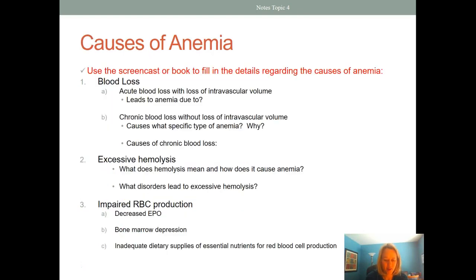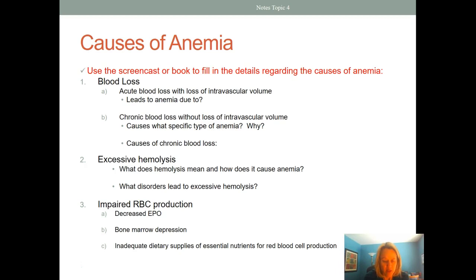Okay, let's talk about the causes of anemia. And here you're going to want to use the screencast as I'm talking and or the book to fill in some of the details. So I'm going to talk through them kind of slowly to help you get them all. So what are some of the main causes of anemia are blood loss, excessive hemolysis, and impaired red blood cell production.